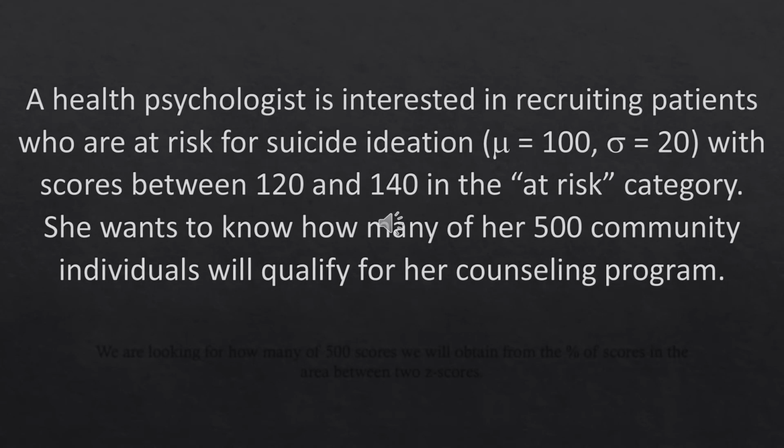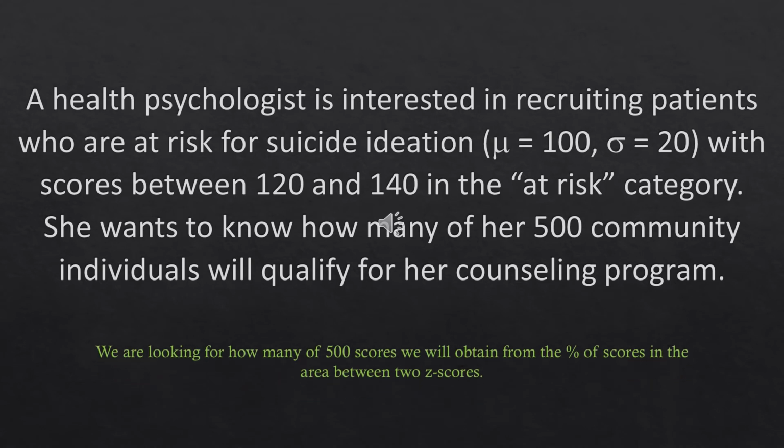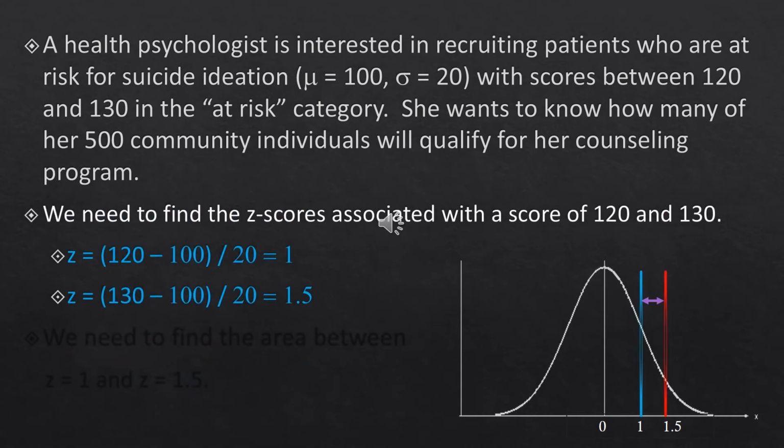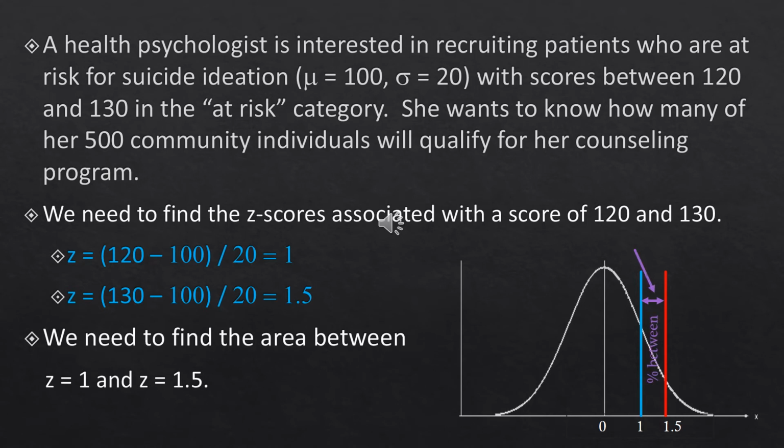Okay, read it, stop the video, and try it yourself. Okay, this health psychologist wants patients who are at risk for suicide ideation. And she wants to know how many people she's going to have in her study if she recruits all the people who were at risk. We need to find the z-scores associated with a score of 120 and 130, and then we need to figure out what the area between those two z-scores is, the proportion and then the percentage of people between z-scores associated with scores of 120 and 130.